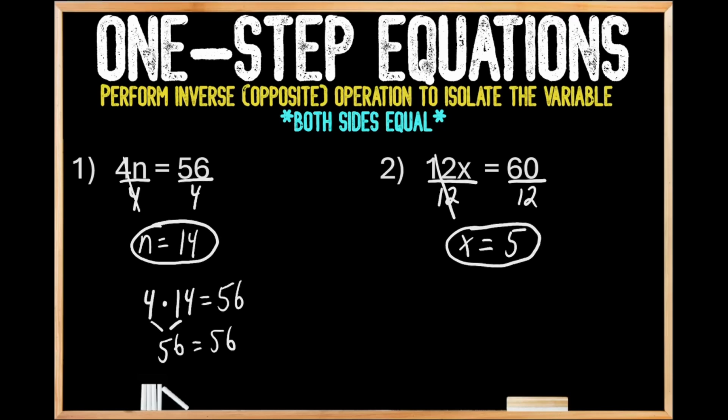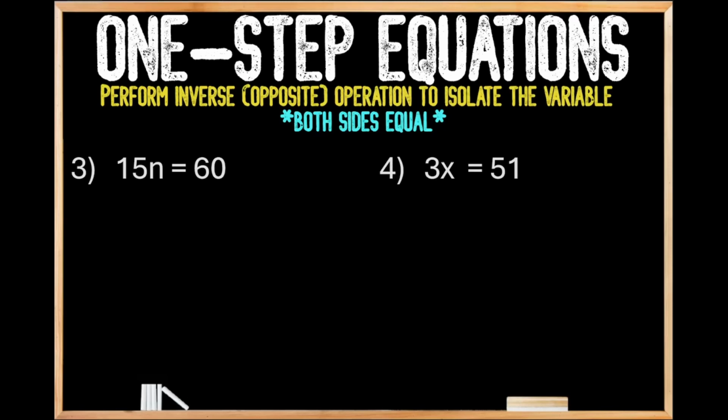Now we're going to double check just to make sure that we have the correct answer here. So we had 12 multiplied by 5, and then we're going to have 60. And when we multiply 12 times 5, we get 60. And since both sides of this equation are equal, it means that x is in fact equal to 5.